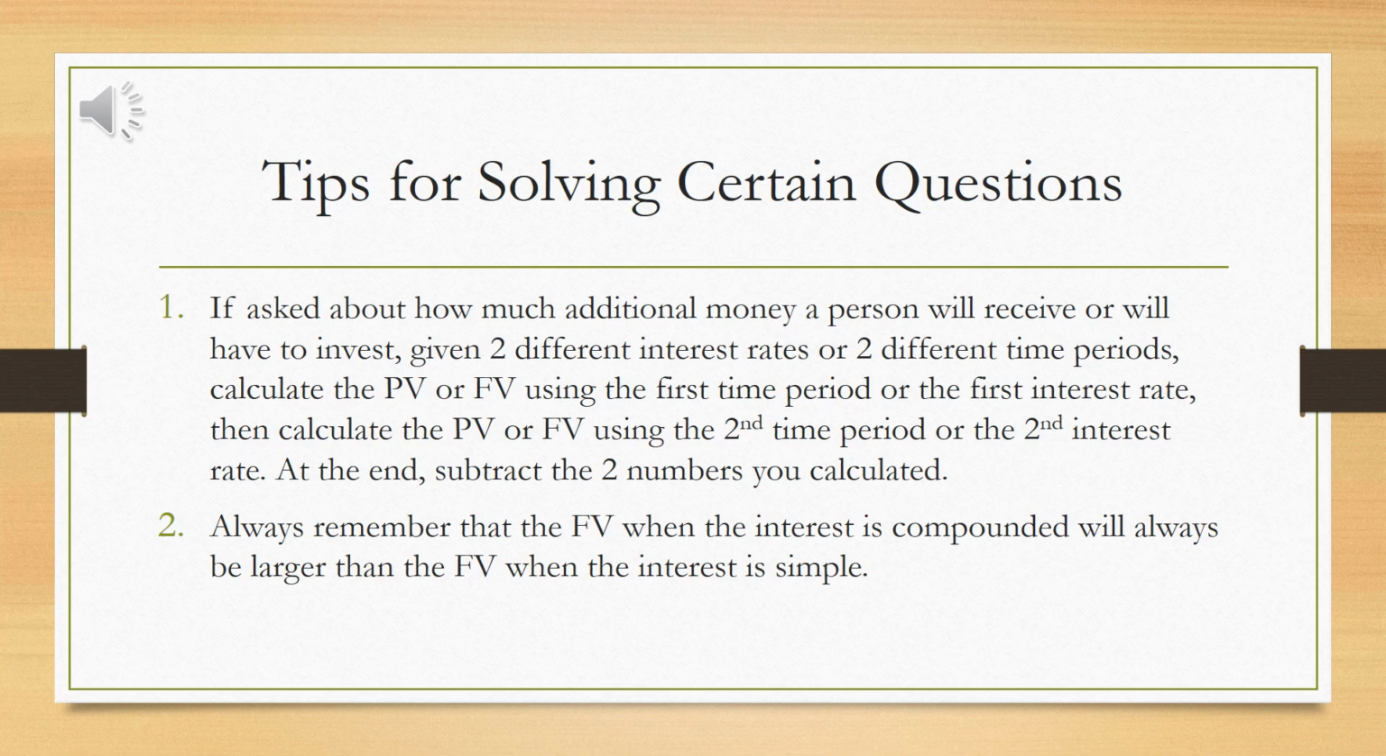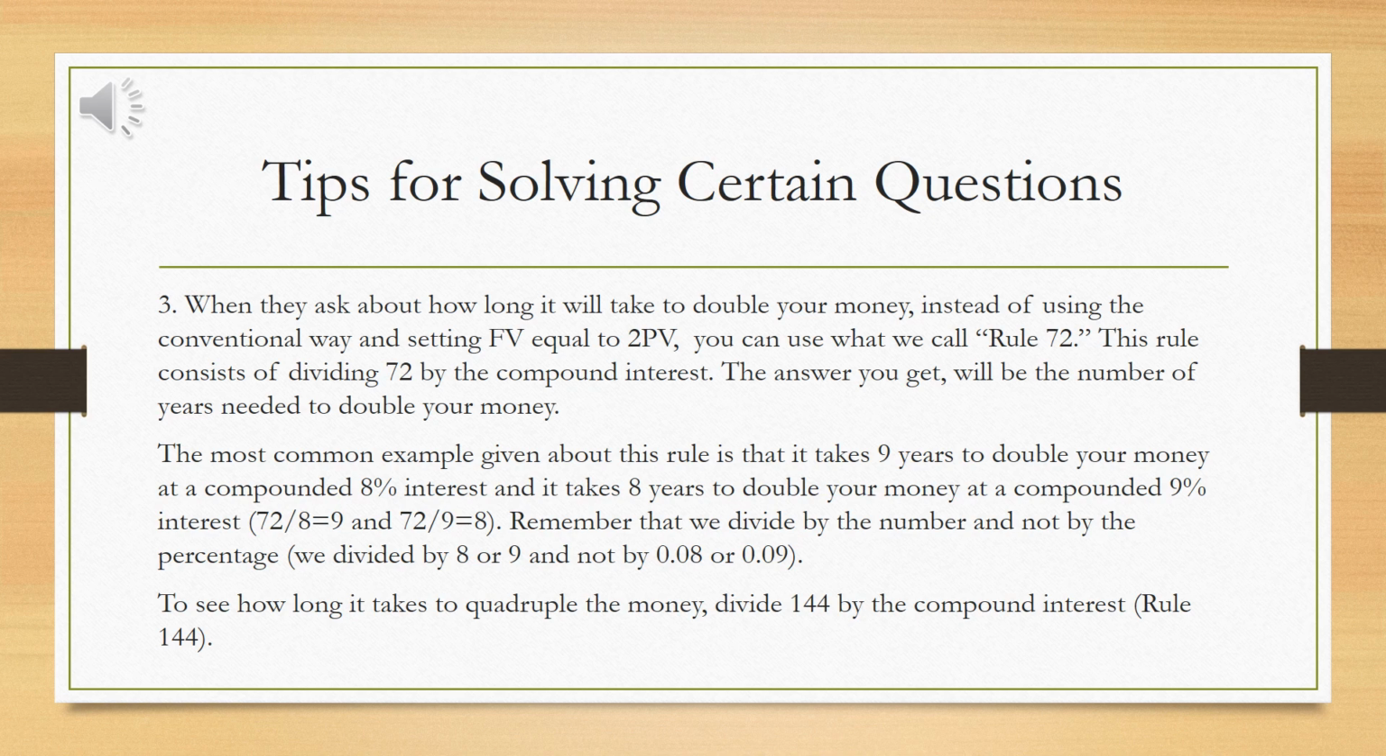Number 2. Always remember that the future value when the interest rate is compounded will always be larger than the future value when the interest rate is simple. When they ask about how long it will take to double your money, instead of using the conventional way and setting the future value equal to 2 PV, you can use what we call Rule 72. This rule consists of dividing 72 by the compound interest. The answer you get will be the number of years needed to double your money.